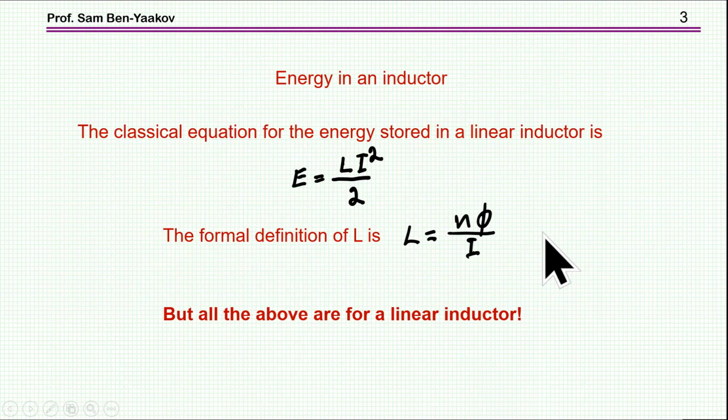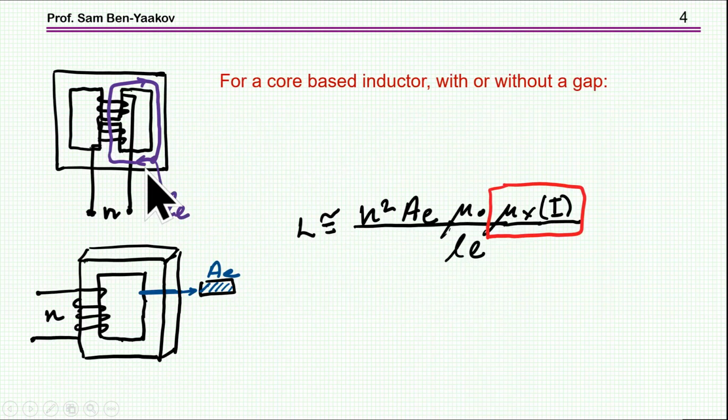So let me start off with some general remarks about energy in inductors. Now we know that the expression for the energy stored in an inductor is Li squared over 2. L is defined as N phi over I. But all this, of course, is for a linear inductor. That is, that L is independent of the current. Now in the case of a real practical inductor, which is built around the ferrite core, which has a nonlinear BH curve, of course the story is different.